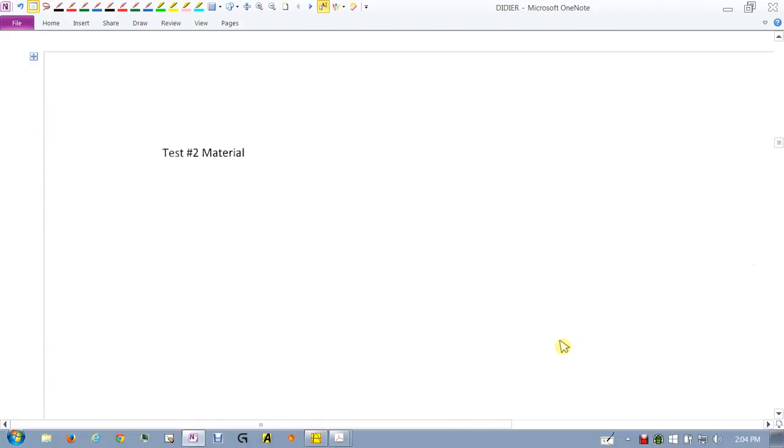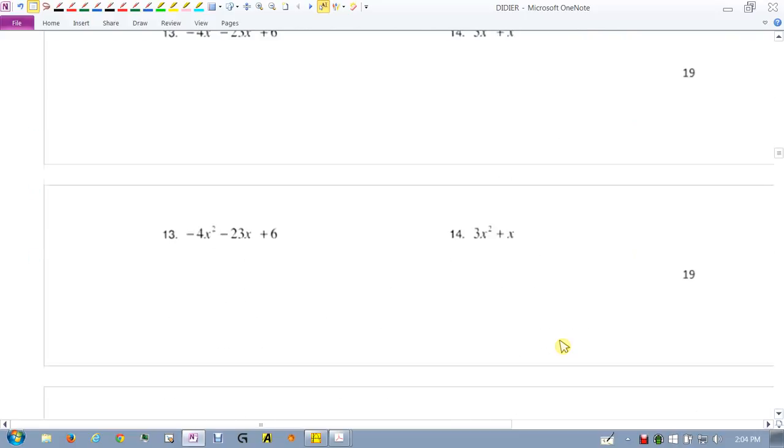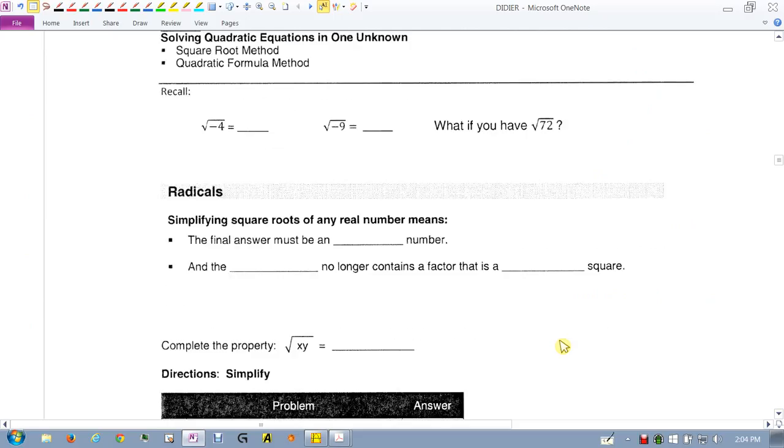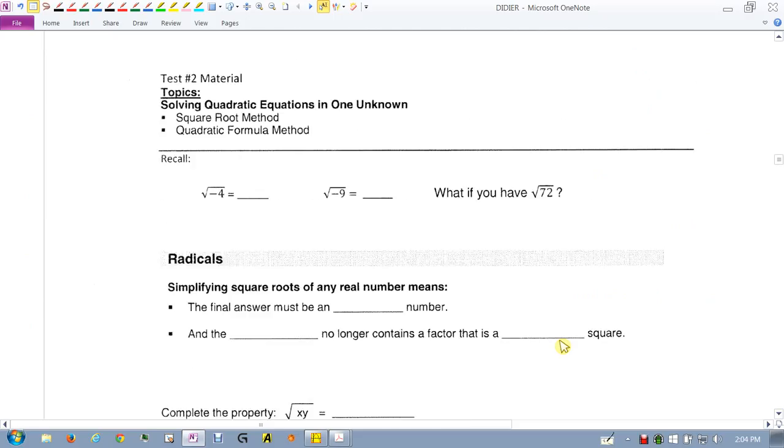So let's keep that in mind as we move on to today's stuff. There's the homework from last time. We were solving quadratic equations last class, using factoring to do so. And we're going to continue solving quadratic equations today, but now we're going to have the ability to deal with the square roots of negative numbers.